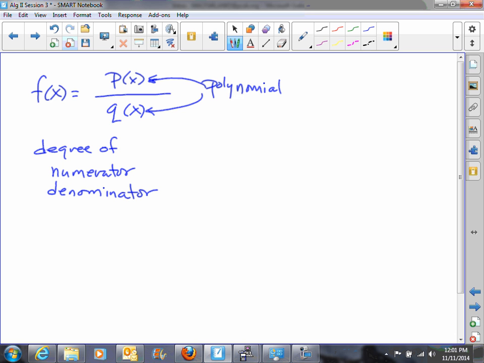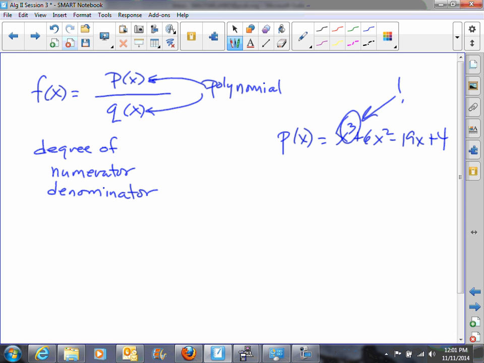Now, if you have a polynomial, let's just look at an example for a second. P of x equals, let's say, x cubed plus 6x squared minus 19x plus 4. The degree of this polynomial, which is a polynomial in x, is the highest exponent on x in any term in the polynomial. So when we talk about the degree of the numerator or the degree of the denominator, we're just talking about this number right here.